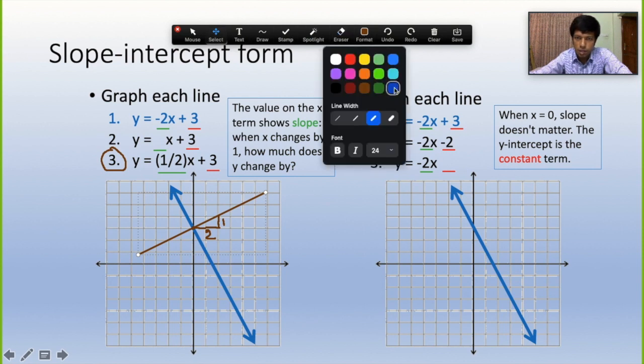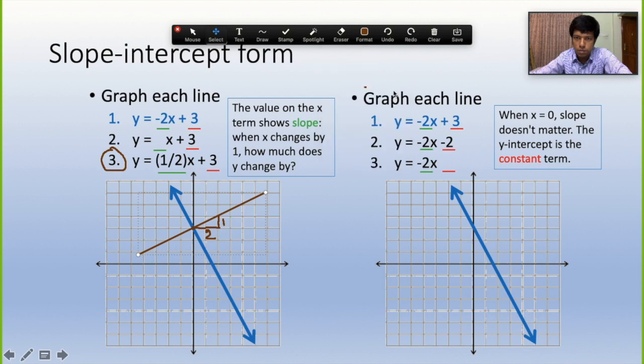Let's use some other color. This one. Okay, so there is no plus or minus, nothing is given, which means there is 0 here. So the y-intercept is 0, and the slope is minus 2. Minus 2 means minus 2 divided by 1. That means x is 1, y is negative 2.